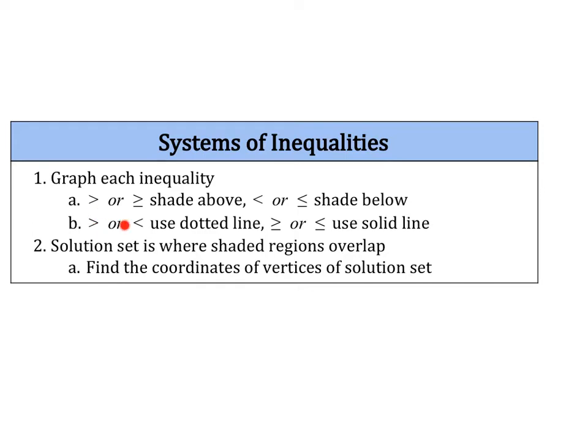And if you just see greater than or less than, so with no equal to sign, you actually graph with a dotted line. And if you see an or equal to sign, you graph with just a normal solid line. And then your solution set of the system is where the shaded regions of each individual inequality overlap. So you're going to shade that in, and that's actually going to be your answer.